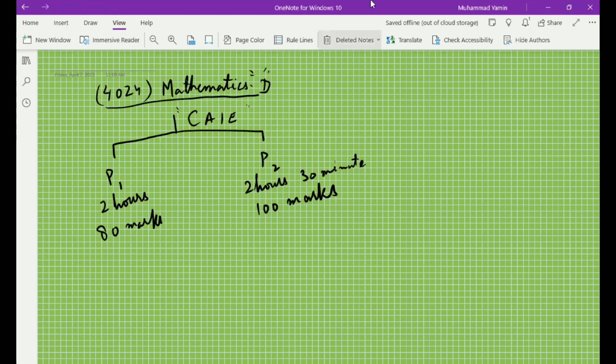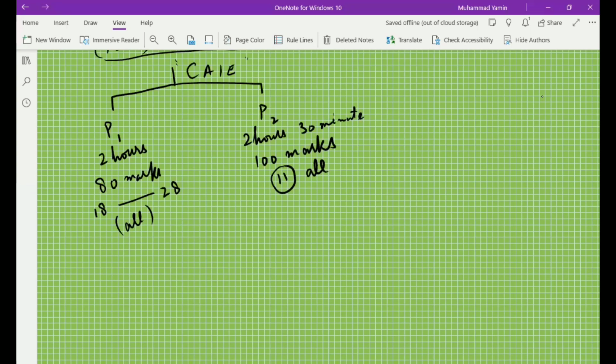In P1, you normally get at least 18 and maximum 28 questions, and you have to attempt all the questions. In paper 2, you get 11 questions, and again, you have to attempt all of them. There is no choice. The syllabus which we have to cover in paper 1 as well as paper 2 is exactly the same for both. There is no difference in that.